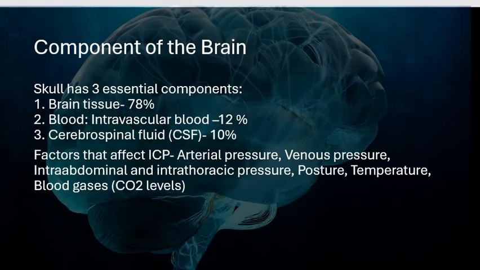So in general, if you have increased arterial pressure or venous pressure or intra-abdominal and intrathoracic pressure, or the posture is laying flat or head down, or if you have hyperthermia, or if you have too much CO2, then it will raise the intracranial pressure. The only time your intracranial pressure will be decreased is when you have low carbon dioxide, you have hypothermia, and your posture of the patient is sitting or a 30 to 45 degree angle of the bed. Those are the situations where you have decreased intracranial pressure.